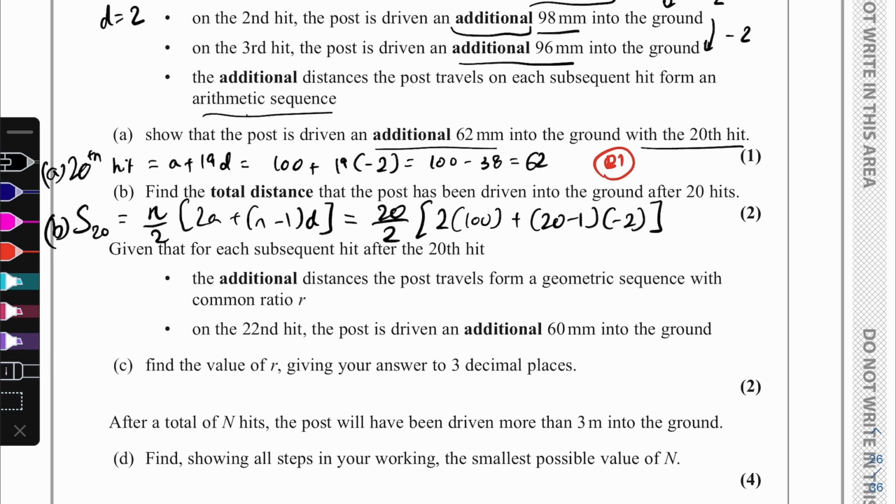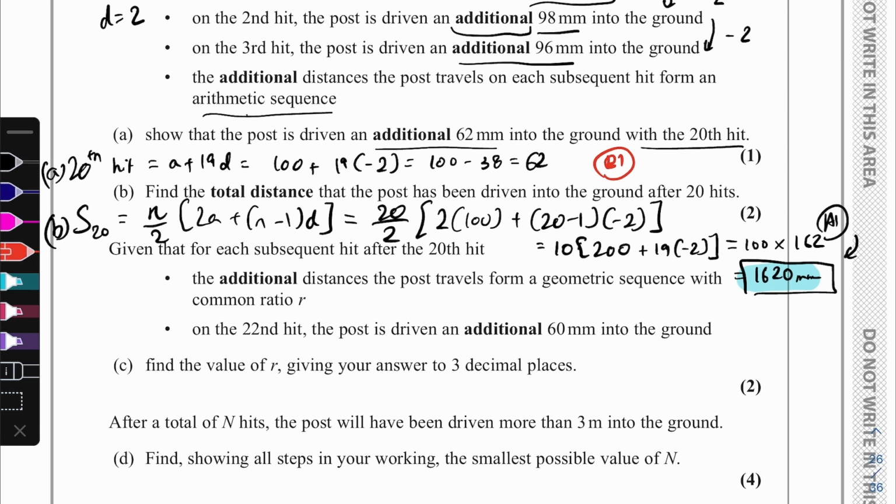So now what do we get? This is 10 multiplied by 200, plus 19 multiplied by negative 2. So what do we get? We get 100 multiplied by 162. This gives us 1620 millimeters. So this is our final answer. So we get A1 for stating this, and we get M1 for using the equation.